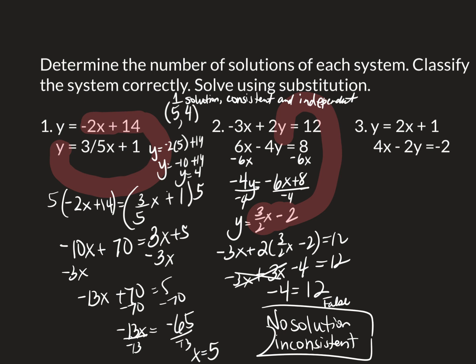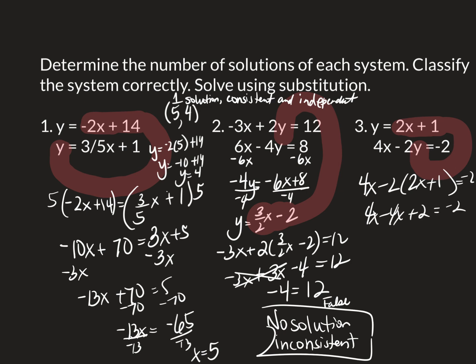Now let me solve the last one using substitution. I will take this expression and put it in for y. Since I already have one of the variables alone, I'll take that expression, put it in for y. 4x minus 2 times 2x plus 1 equals negative 2. 4x minus 4x plus 2 equals negative 2.